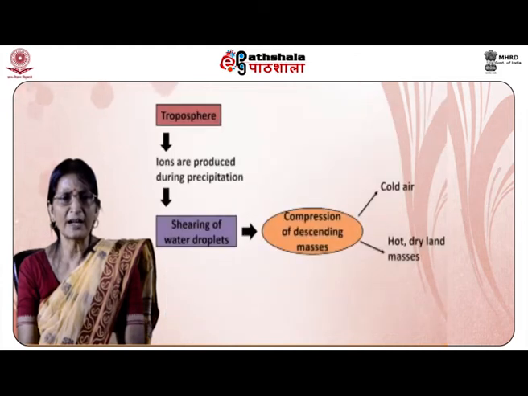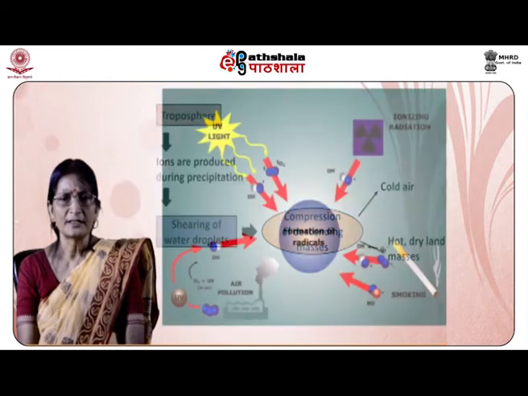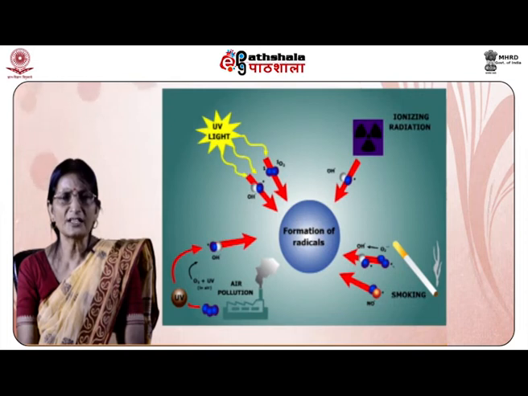In the troposphere, ions are also produced during precipitation by the shearing of water droplets. While the rainwater comes down, this shearing may be caused by the compression of descending masses of cold air or by strong winds over hot, dry land masses. The electromagnetic radiation in the atmosphere, which is high in energy, may also produce free radicals, which are atoms or groups of atoms with unpaired electrons. Free radicals are very reactive.